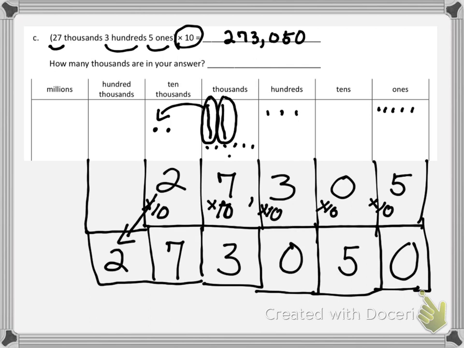But how many thousands are there? If we go back to that question, well, that comma is telling you there's the thousands point. So anything to the left of it, that's the number that we would put. 273 thousands.